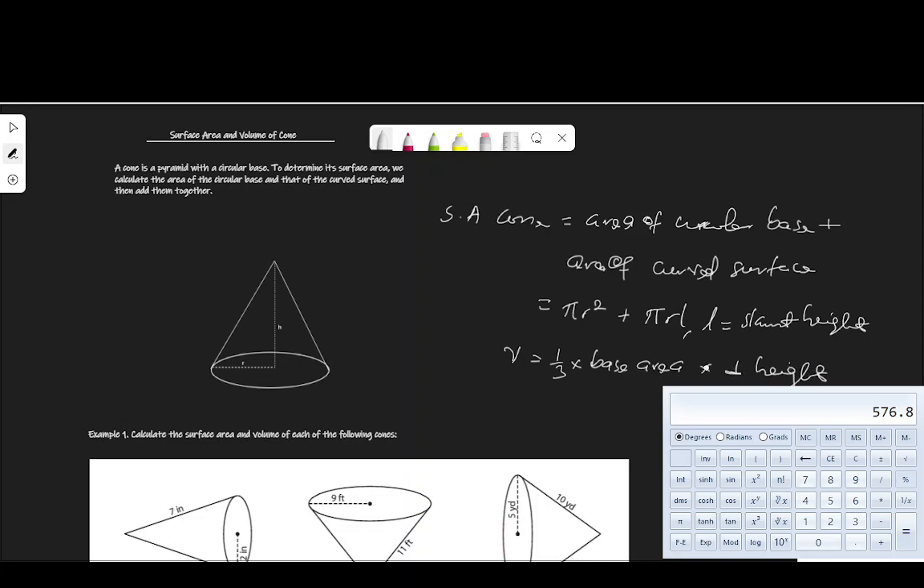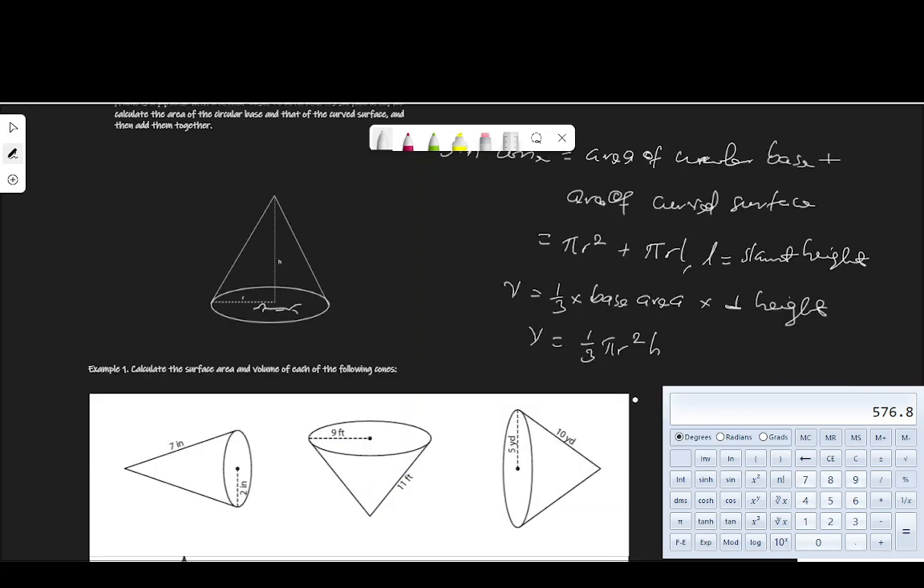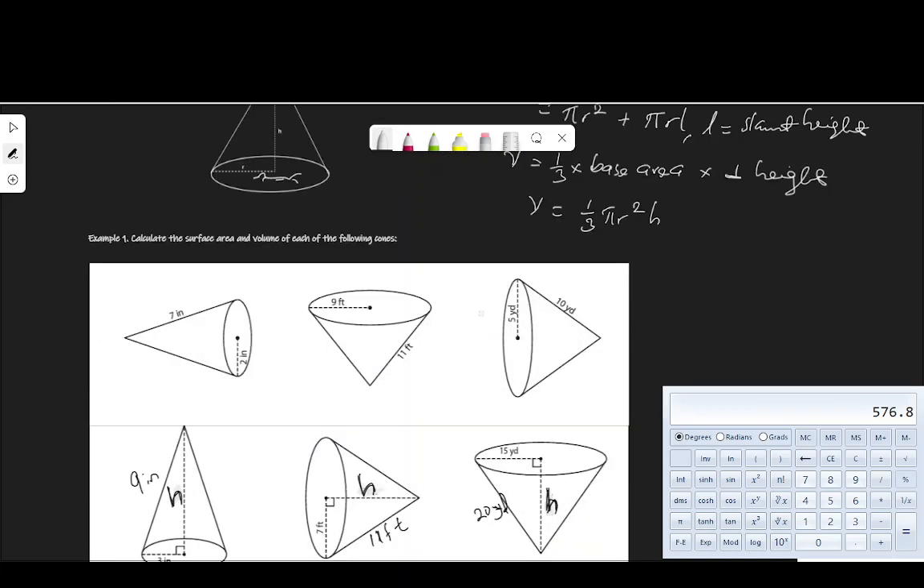This symbol here stands for perpendicular height. And the base is a circle. We know area of a circle to be pi r squared. So volume of a cone therefore is 1/3 pi r squared times the perpendicular height, which is h here. So that is how to get the volume of a cone. So using that, we can answer this question we have here.